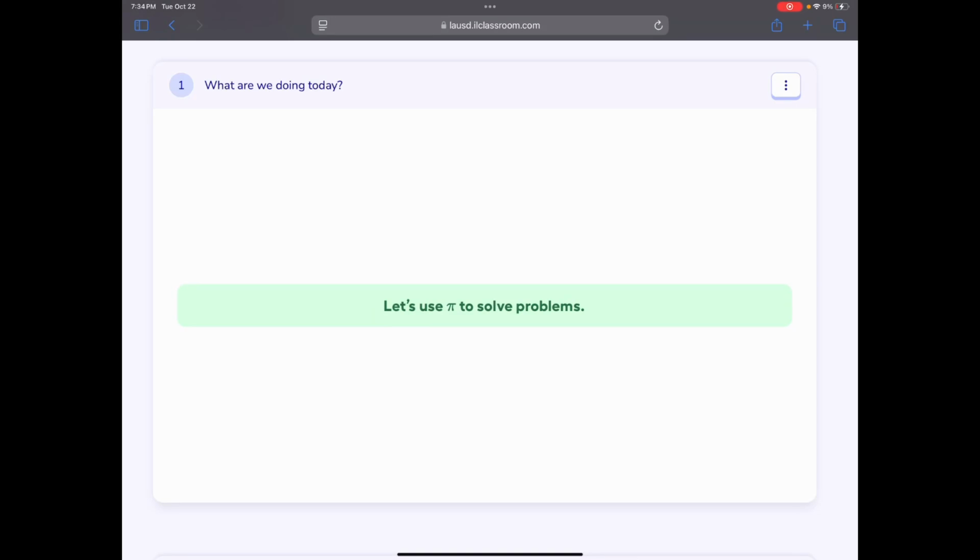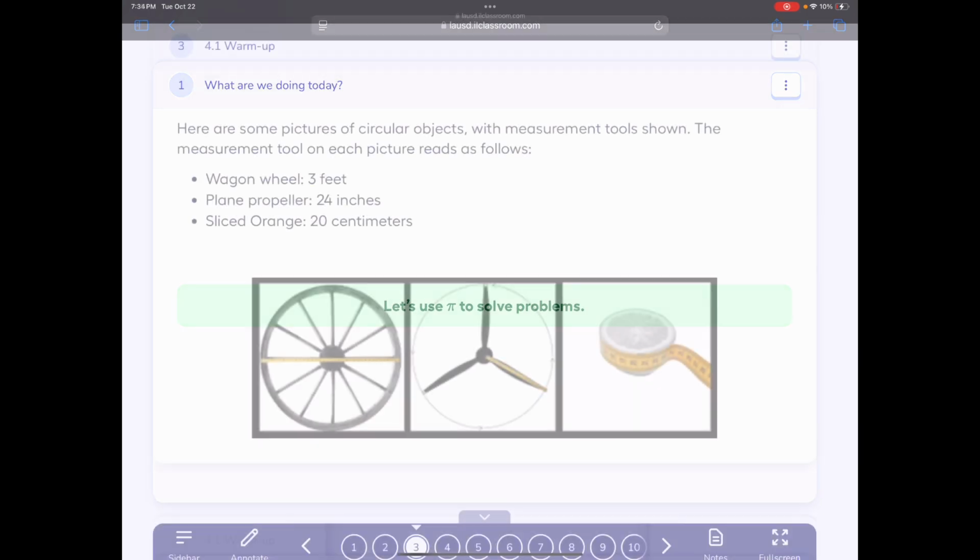In the last lesson, we learned that pi is the ratio between the diameter and the circumference. In this lesson, we're gonna use pi to solve problems.